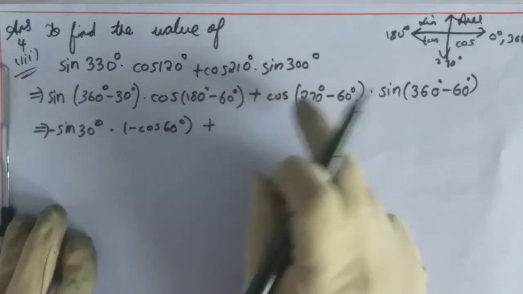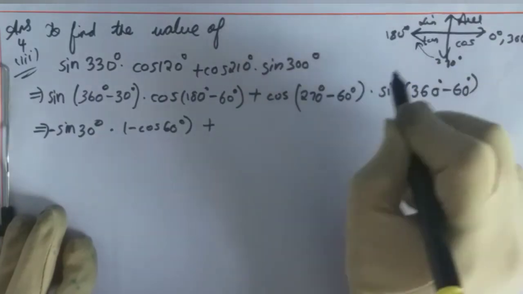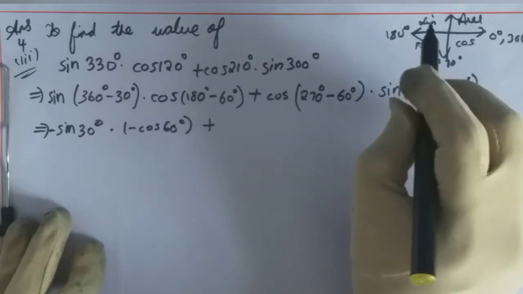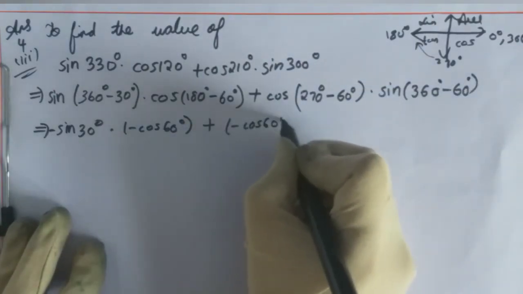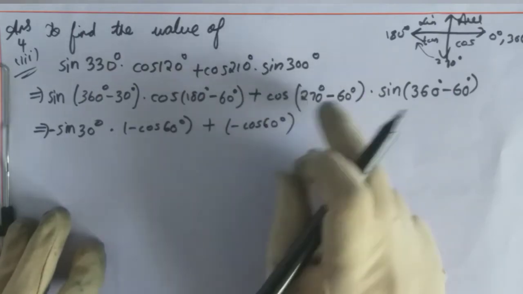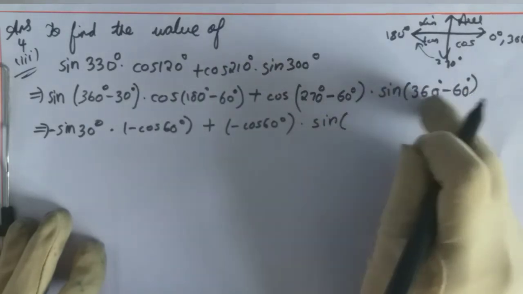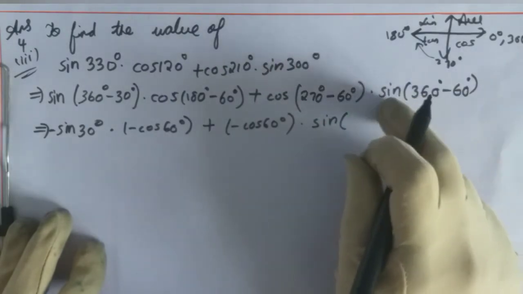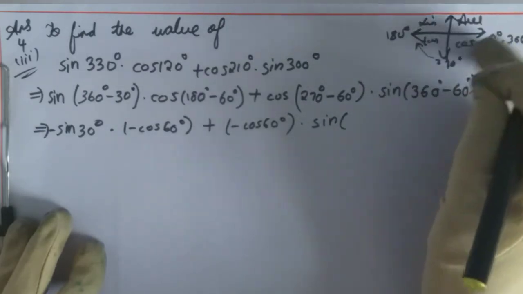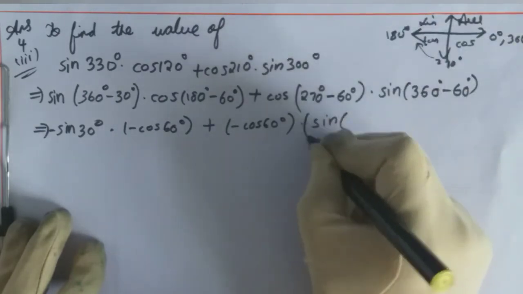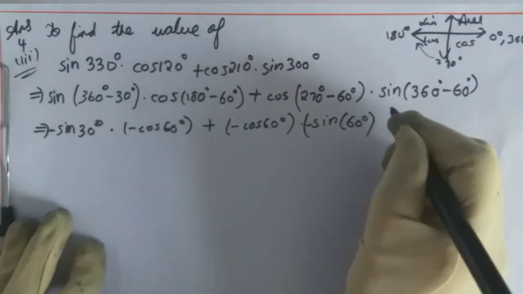Plus, what is cos 270 minus theta? 270 minus theta means it is in the third quadrant because it has to go like this in the opposite direction. So cos is negative in the third quadrant. So we will have minus cos 60. Why? Because cos 270 minus theta is minus cos theta, into sine 360 minus 60. 360 minus 60 is in the form of sine 360 minus theta. 360 minus theta means again it is in the fourth quadrant. In the fourth quadrant, sine is negative. So minus sine 60. Sine 360 minus theta is minus sine theta.